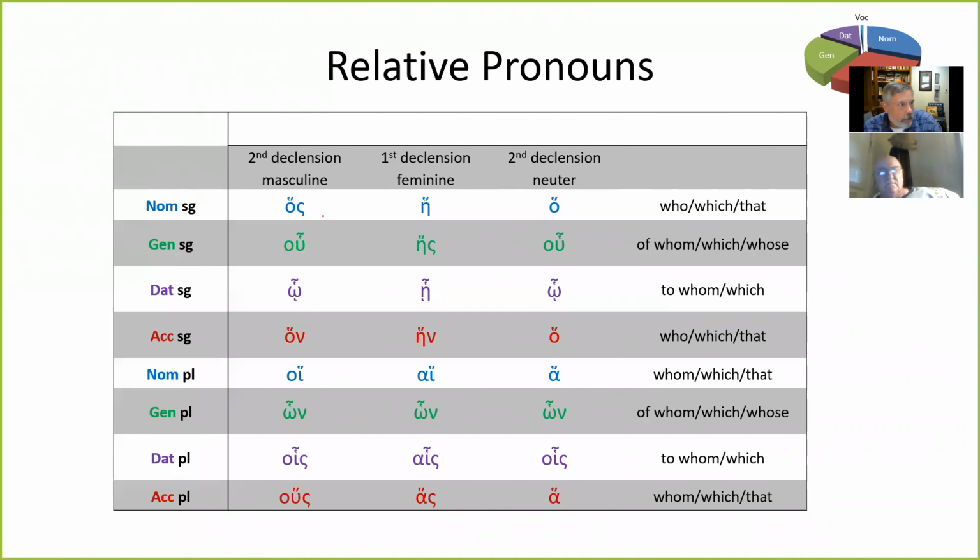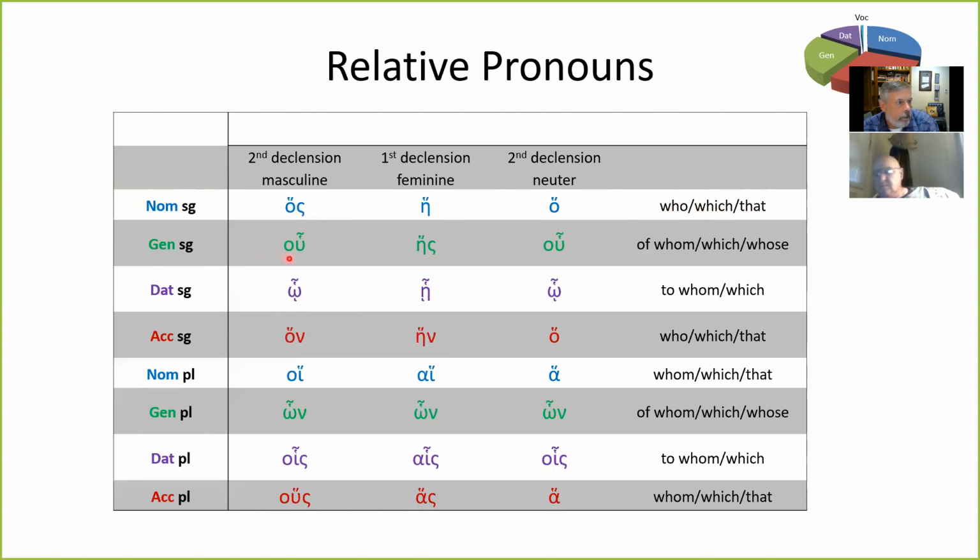That should be right here, okay. Let me change it back to where I can see it. Okay, hos, hē, ho. And its translation is going to be who, which, or that. Now, who could be whom or whose, but who, which, or that is its translation, depending upon whether it's modifying a person or something neuter, or something that can be used for masculine, feminine, or neuter.